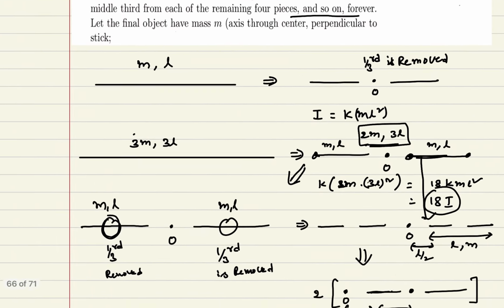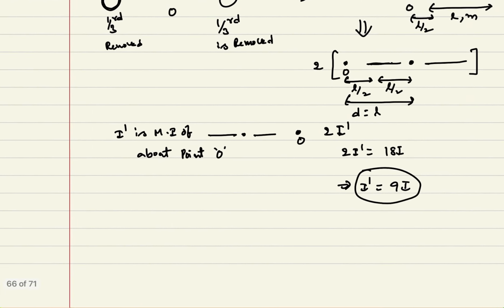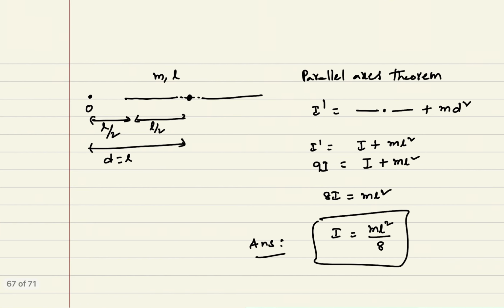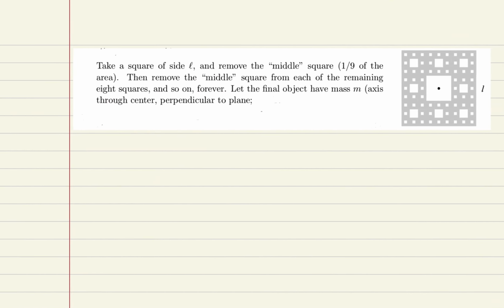Okay, you observe this carefully. I got the value as this one. Similarly, second one, again I am taking one square plate. This square plate has mass m and side L.